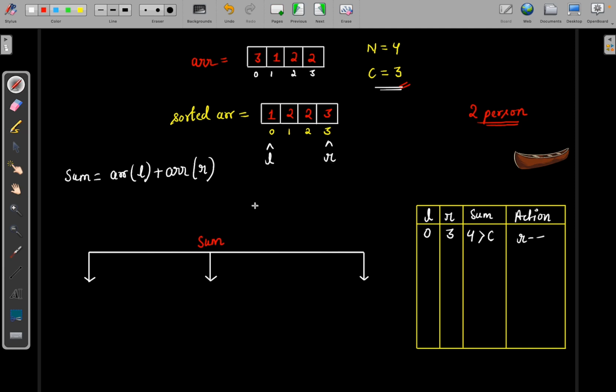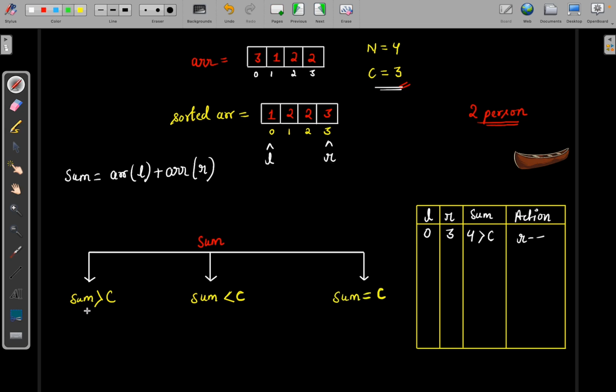So here we have the sum. What can the conditions be? Let's quickly discuss it. When you have a sum, it can be greater than your capacity, the sum can be less than the capacity, and the sum can be equal to your capacity. Okay, so now let's just quickly discuss all the cases.